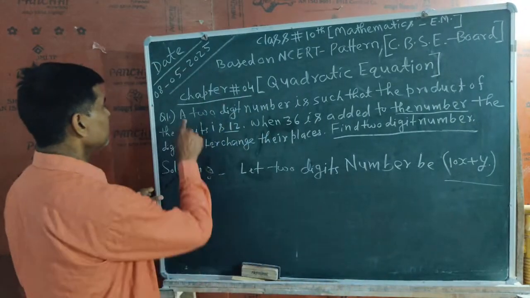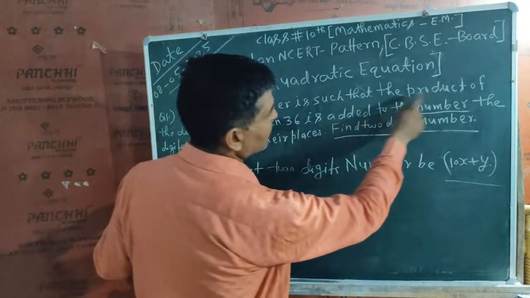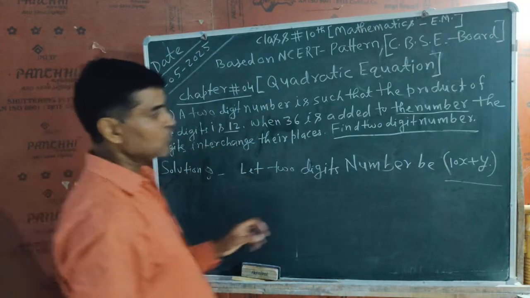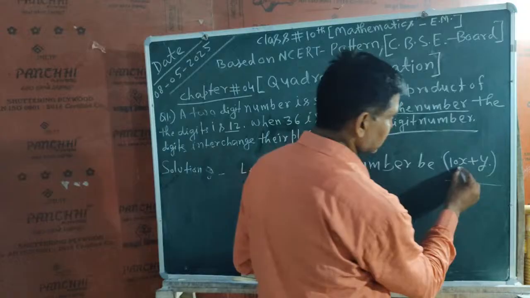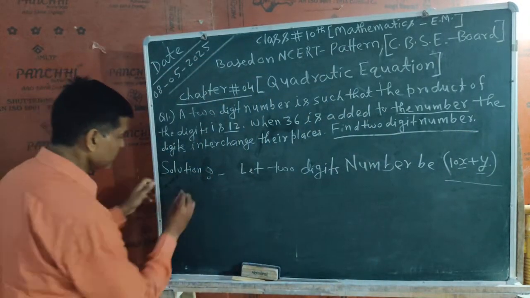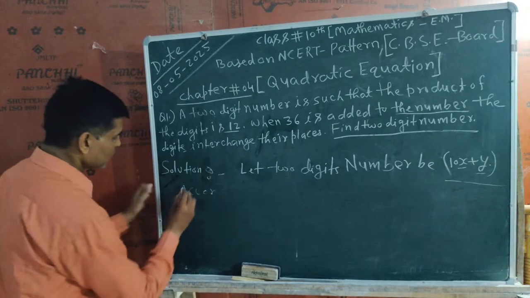Now here a two-digit number is such that the product of its digits is 12. Means one digit is x and the other digit is y. According to the question, here I will write according to the question.